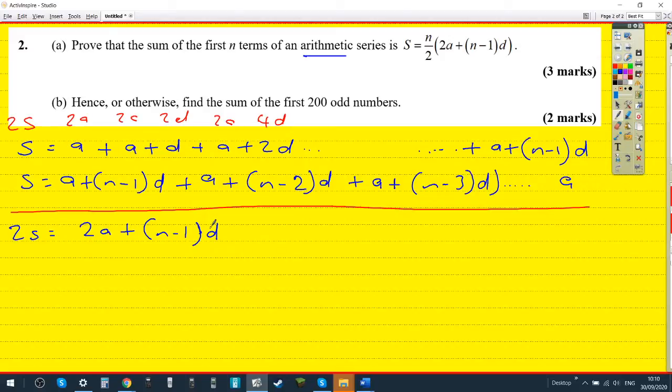What happens to all the others? Do they all... would you see all the n's? Yeah. You can factorize out all the n's. So that is 2s, and so 1s is a half times n. Yeah, or n over 2, times 2a plus n minus 1 d.